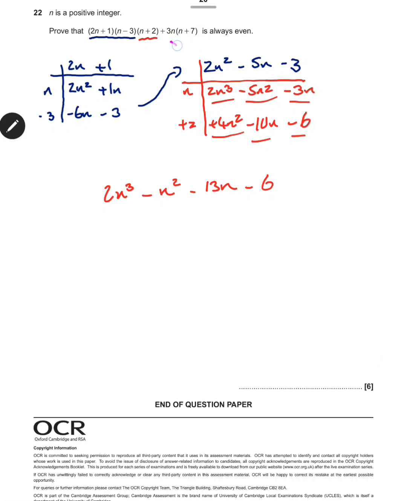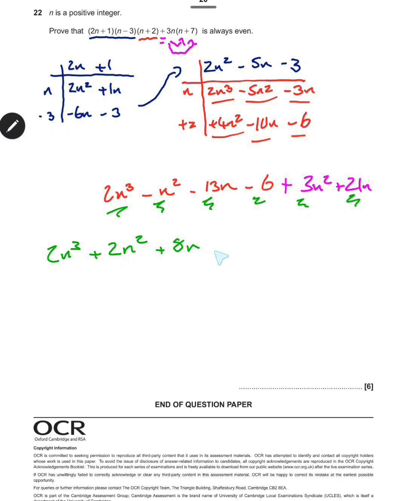I'm going to expand this here. And this was a much easier set of brackets to expand. 3n times n is 3n squared. And 3n times 7 is 21n. And we're adding these things together. So that is all my brackets expanded. All I need to do now is simplify this stuff. Well, I've got 2n cubed. I've got minus n squared plus 3n squared. That would be plus 2n squared. Minus 13n plus 21n is positive 8n. And then we've just got minus 6.